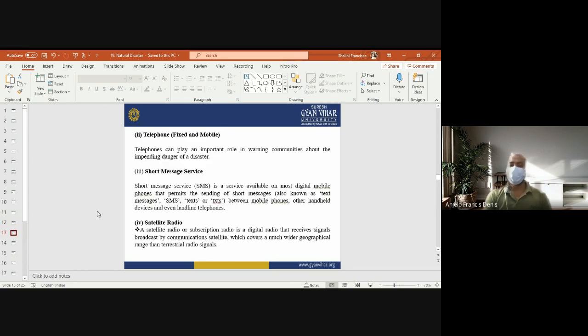Next is telephone. Nowadays, mobiles are also a medium for spreading the news or sending any kind of news. Then, short message services, that is SMS. We are all well acquainted with it. Satellite radio is also an important tool on a larger scale that can be used for dissemination of any news or guidelines, etc.